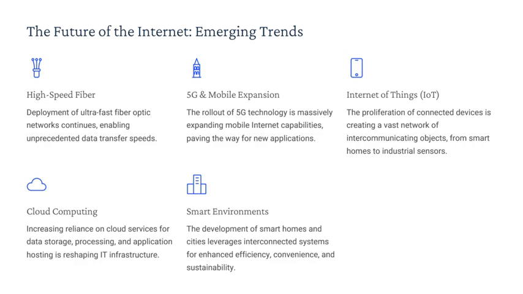So, to summarize, the internet is a global system based on packet switching, protocols, and addressing. It connects networks worldwide and supports modern communication.